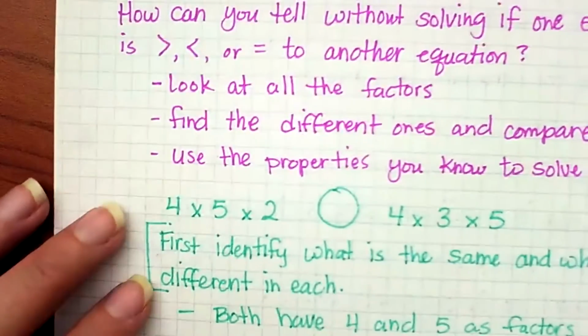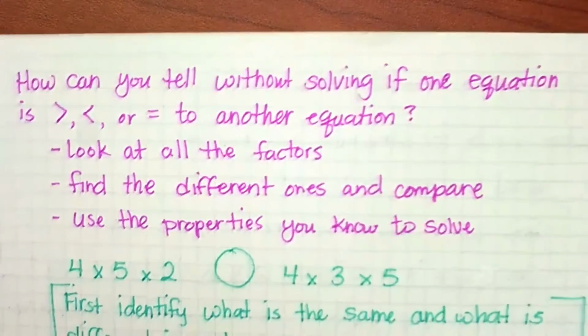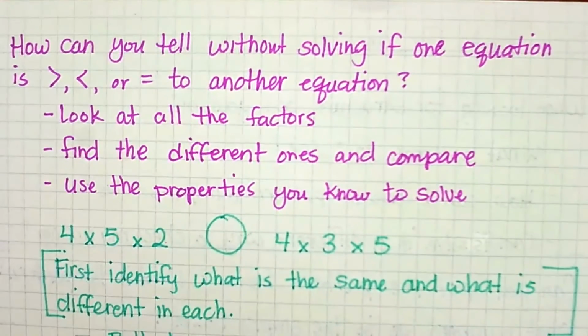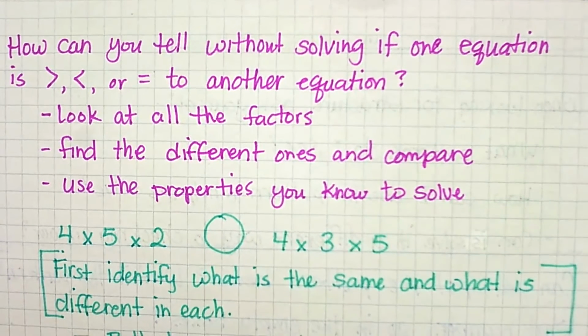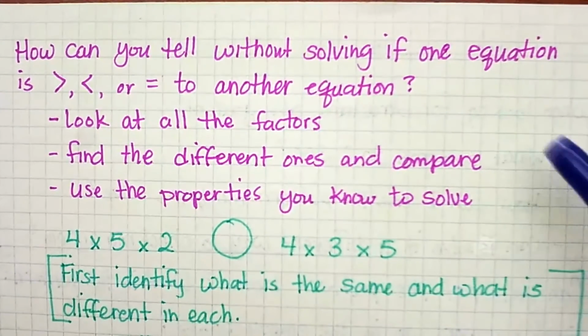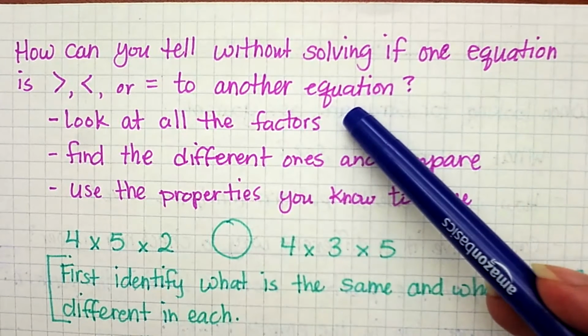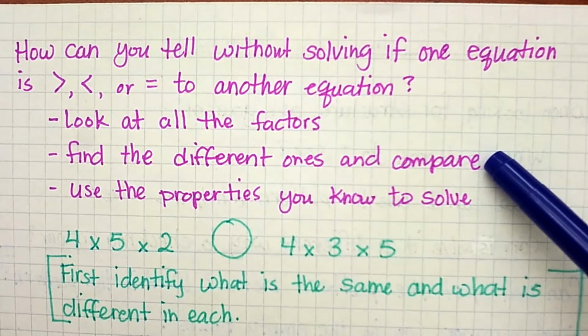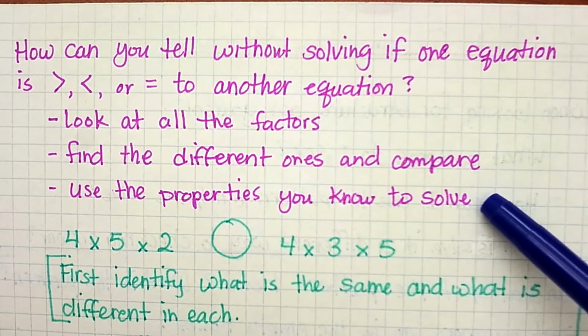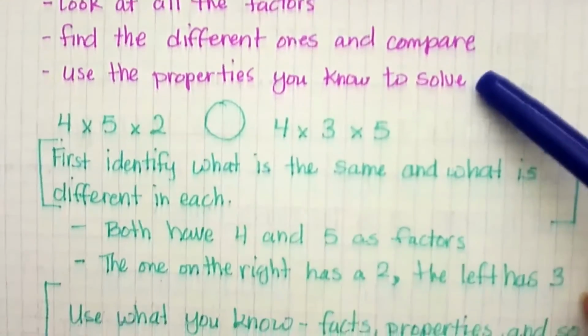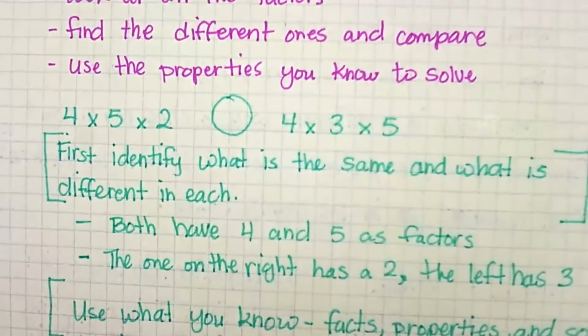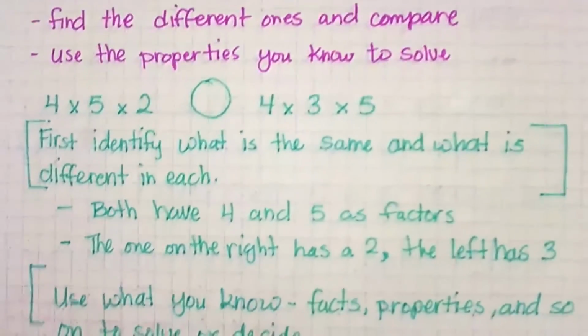Now, how can you tell without solving if an equation is greater than, less than, or equal to another equation? This is like the example that we did in our short video. First thing you have to do, look at all the factors. Find the ones that are different and compare those, and then use the properties you know to solve. This is the same one that you had in your example video. We're going to go through the steps again.